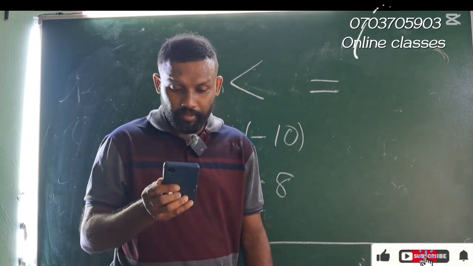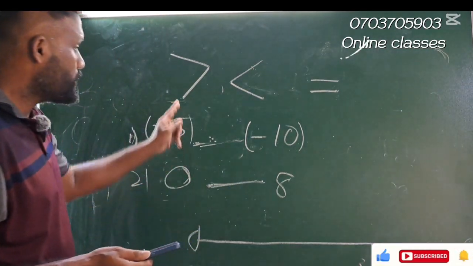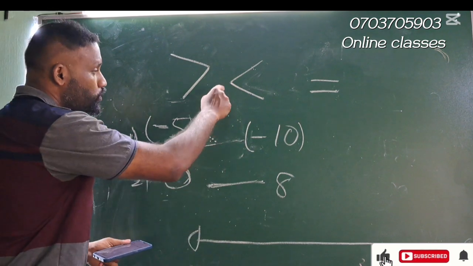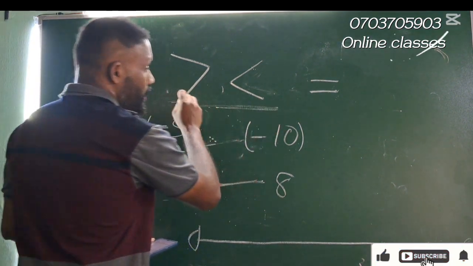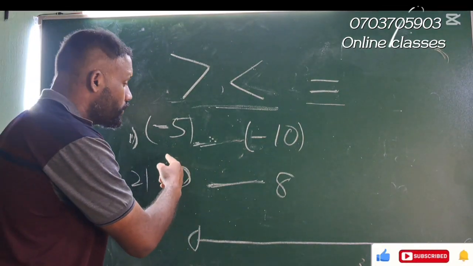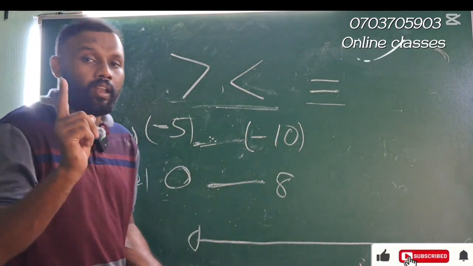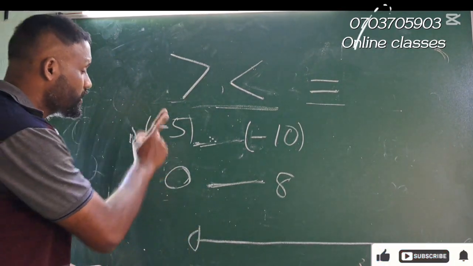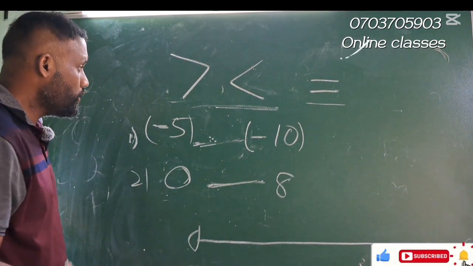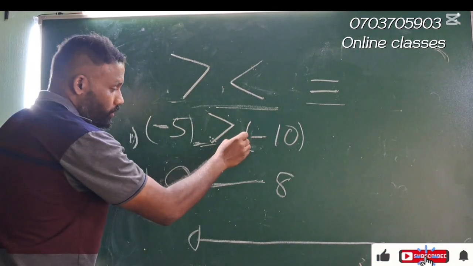Right? Question number 3. Fill in the blank using a suitable inequality sign or equality sign. These two are inequality signs, and this one is the equality sign. First one, you have to compare -5 with -10. Which is the larger number? You know, -5 is always greater than -10. So therefore, we can use this sign for this blank.